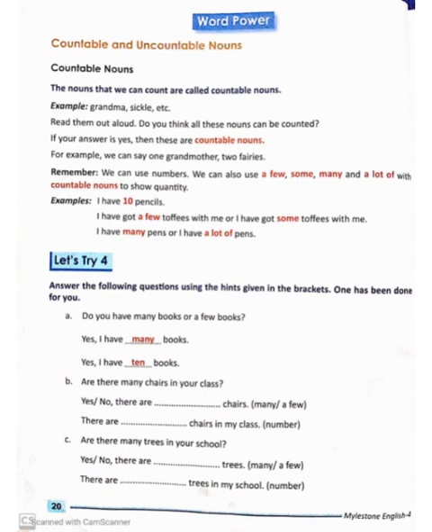I'll do this one also for you. Yes, there are many chairs. And for the next option, we can say there are 20 chairs in my class, giving the number of chairs. Students, I hope that the concept is clear to you and you'll be able to do the rest parts on your own in your notebooks.